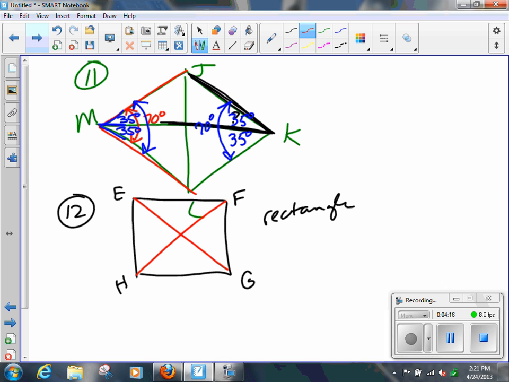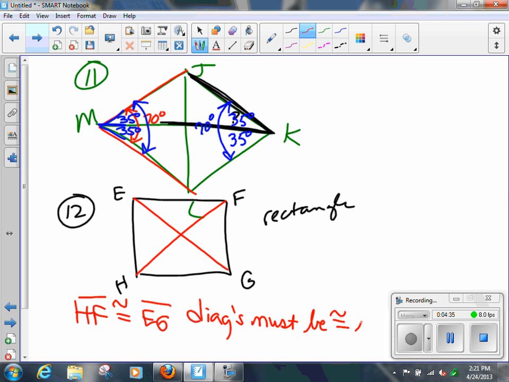You will see that again. I promise you will see it again. Therefore, HF must be congruent to EG. The diagonals have to be congruent. Please write that down on your paper. The diagonals must be congruent in order for you to have a rectangle. If they're not congruent, it's not a rectangle. Some other figure.